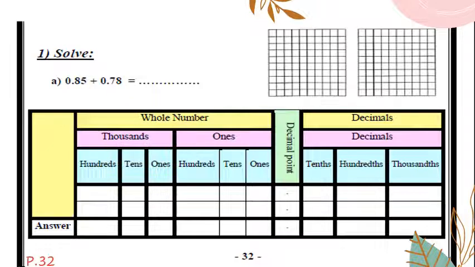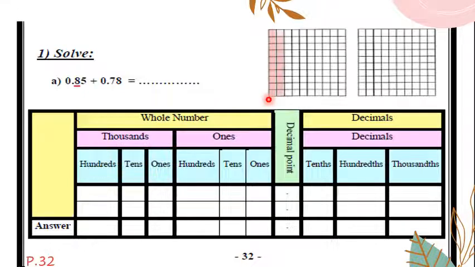Let's solve exercise page 32, the first one. We have here 0.85 plus 0.78. First, I'm gonna see here in the tenths to color it. I'm gonna color here in the modeling 85. Let me start with the tenths first. Here we have what? In the tenths 8. So I'm gonna color here 8 columns.